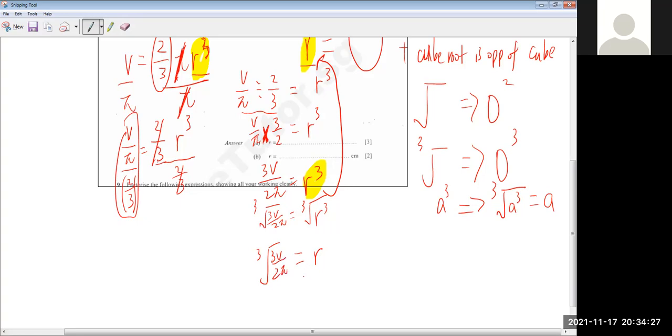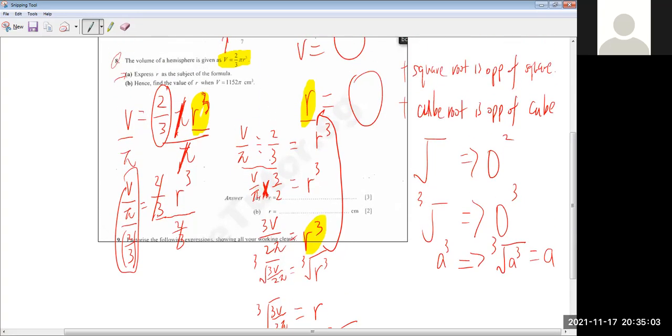And then that's it. You just need to switch places because you want r equals. You don't want something equals to r. So you just rewrite it one more time. So this is the answer for part 1 or part A. So far so good? Okay, so that's how you get rid of everything until you have r cubed on one side, and then you cube root it on both sides to get rid of the cube, and then you get your r. So that's part 1, which is A.